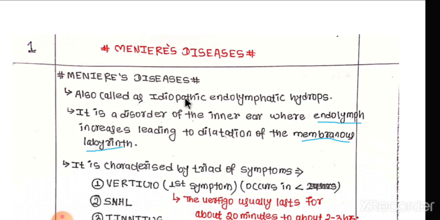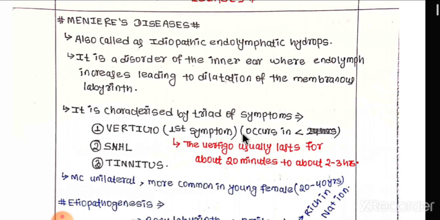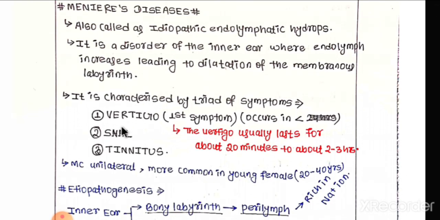Now this Meniere's disease is generally characterized by a triad of symptoms. The first symptom is vertigo, and the second and third symptoms are sensorineural hearing loss and tinnitus. Vertigo is generally the first symptom, and it usually lasts for about 20 minutes to 2 to 3 hours, and may last for around 24 hours, that is, less than 24 hours.